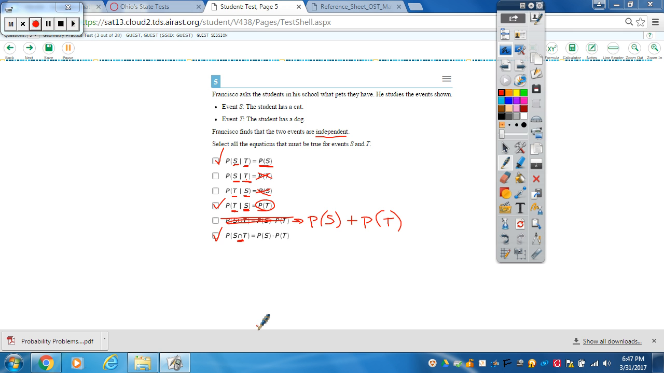So again, I know probability can be pretty tricky, and my hope is that even though we covered it kind of quickly here right at the end, you're going to be able to pick up a few points here and there based on probability. All right, let's look at the next one.